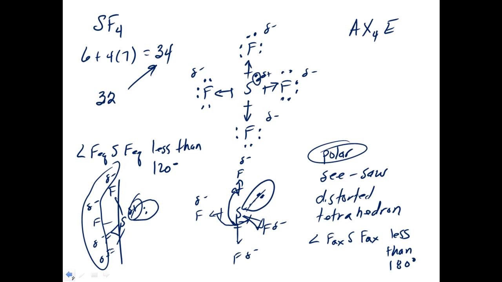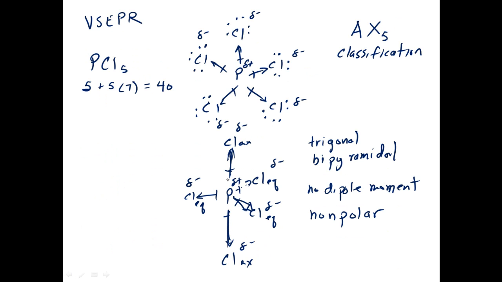Now, I want to go back to the last slide because we didn't talk about the angles here. Again, the angle between a chlorine equatorial, the phosphorus, and a chlorine equatorial is 120 degrees. Like that would be these angles, 120. We've already seen that. Trigonal planar, that's what this is, right? This is all in a plane at the equator, 120 degrees.